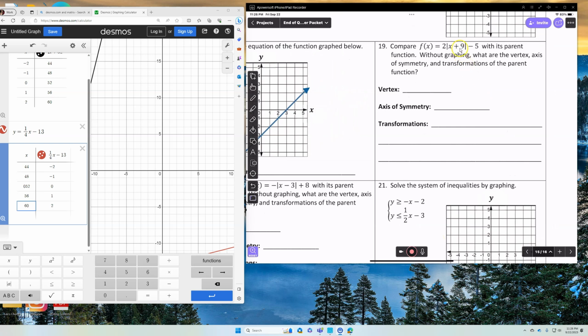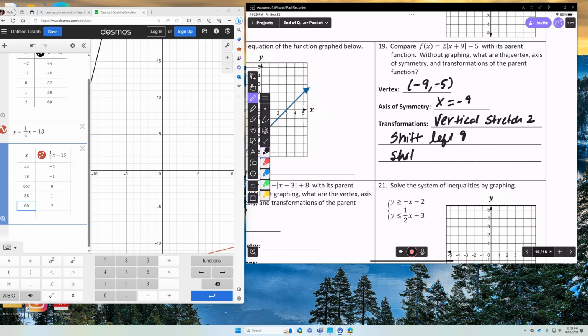Number 19, we have a parent function. We know that it's going to shift to the left. So the vertex will be -9, comma, we know it goes down, so it's -5. We know that the axis of symmetry is x equals -9. The transformation: vertical stretch by 2. It's going to shift left by 9, and it's going to shift down by 5. So it's going to be a vertical stretch. It's going to shift left by 9 units, and it's going to shift down.